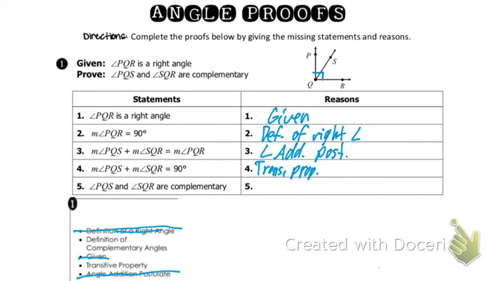Great question. On number 5, we went from adding the measures to get 90, so we went from math into words with those being complementary. Math to words is a hint that we're doing a what? Definition. In this case, definition of complementary angles. We have two angles adding together to be 90 degrees, so they are complementary.